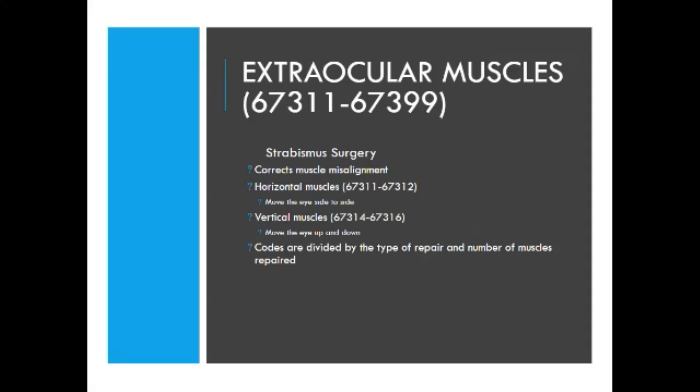Extraocular muscles, 67311 through 67399. Strabismus surgery corrects muscle misalignment. Horizontal muscles are 67311 through 67312. Move the eye side to side. Vertical muscles, 67314 through 67316. Move the eye up and down. And the codes are divided by the type of repair and the number of muscles that are repaired.